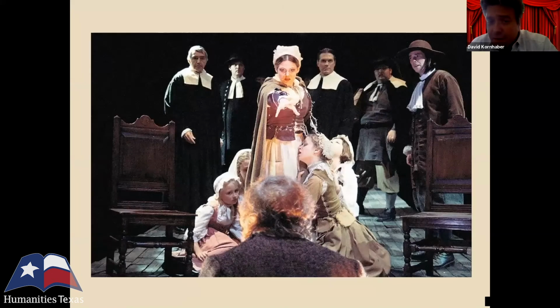Here we have a scene from The Crucible where John Proctor has to decide how he's going to respond to the literal witch hunt that's going on in Salem Village. All of these characters have to make decisions. If a character isn't making big decisions, then the play isn't really working very well as a play.